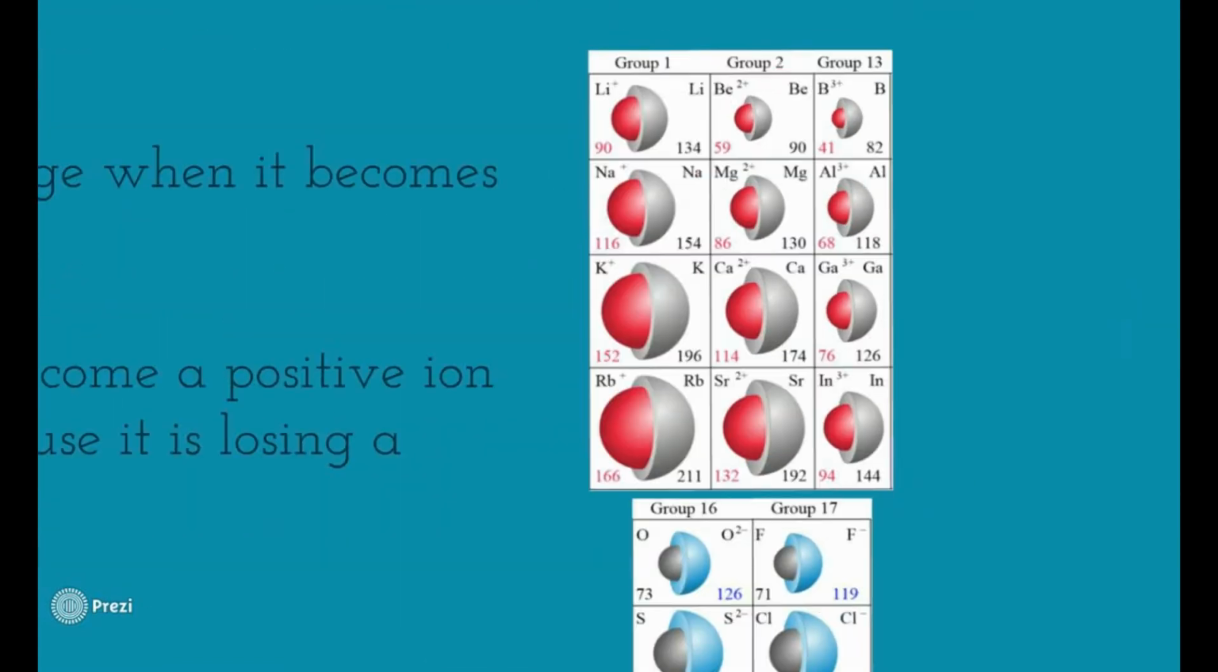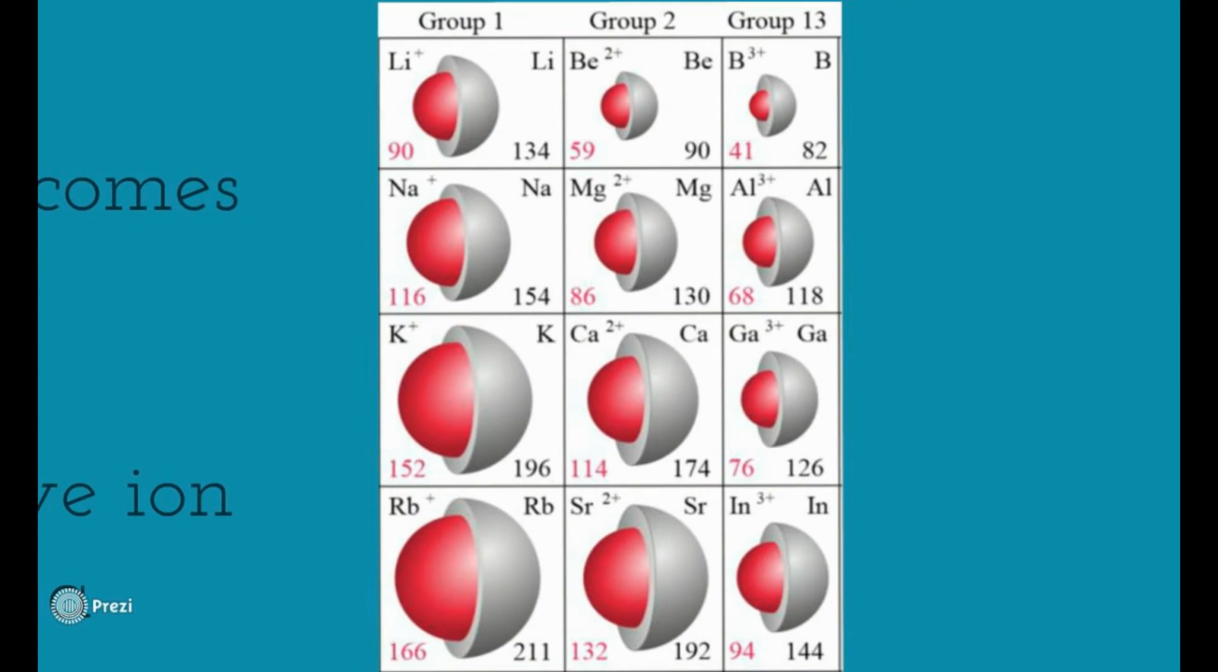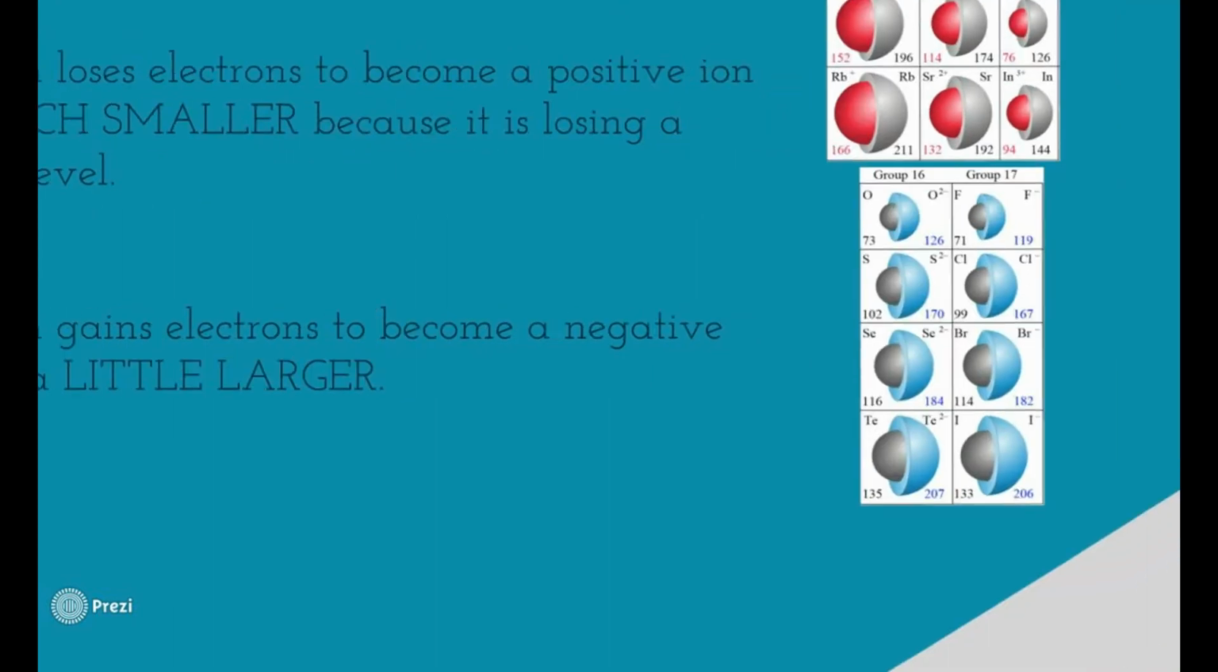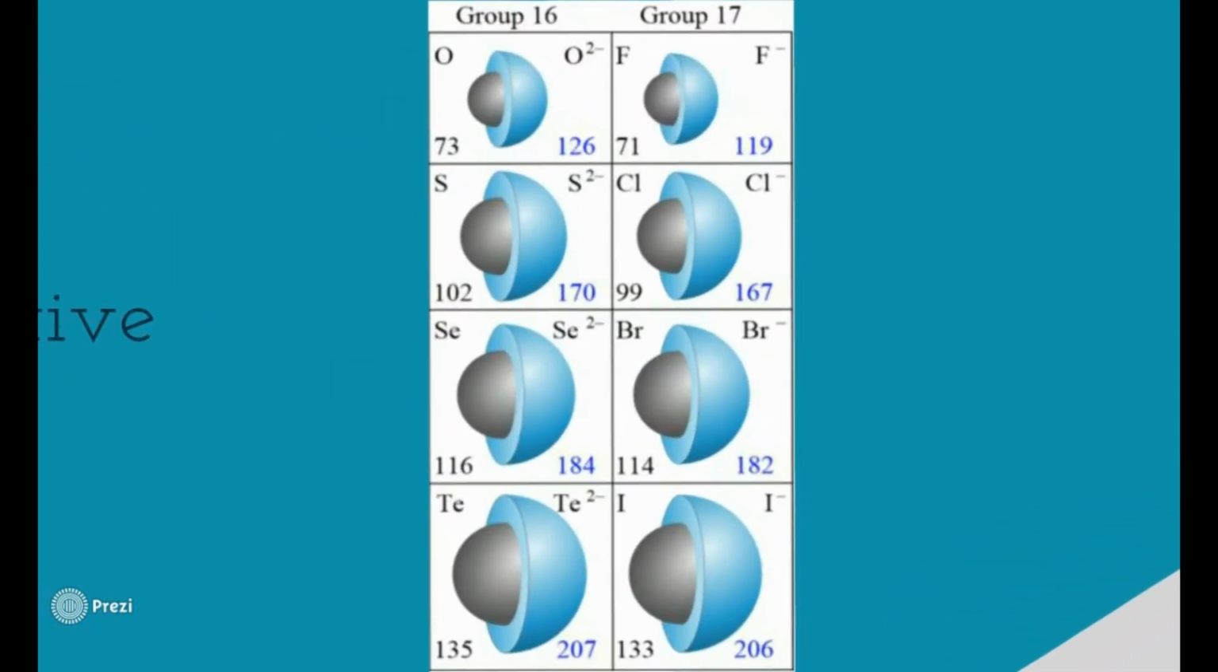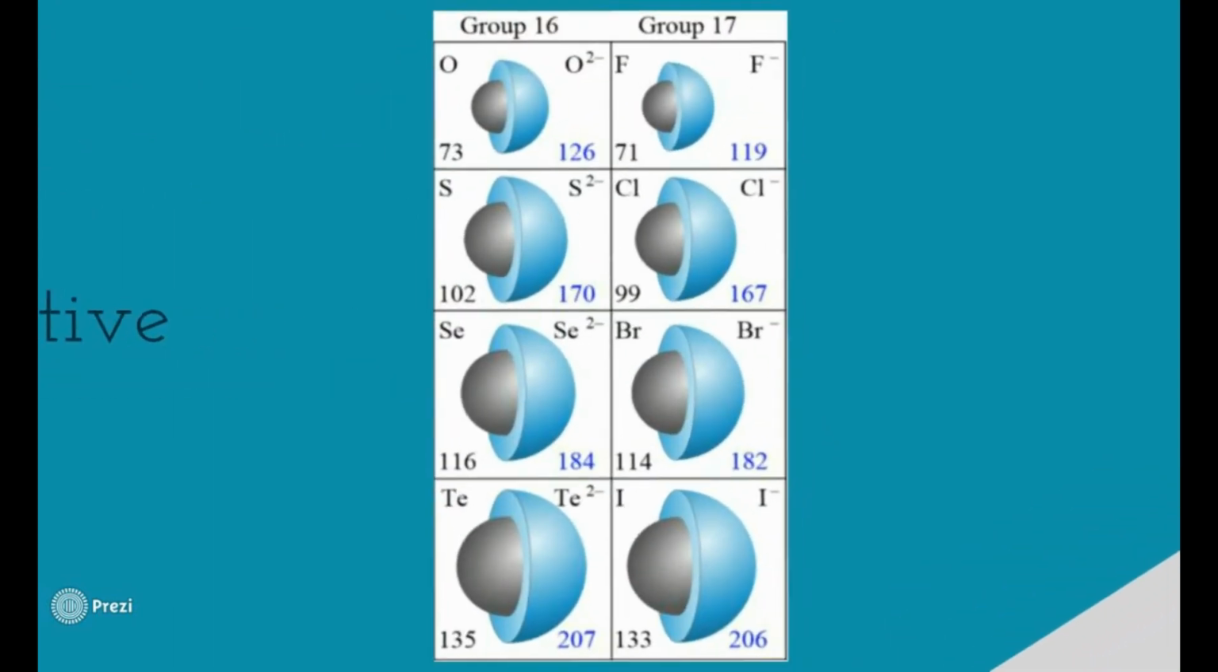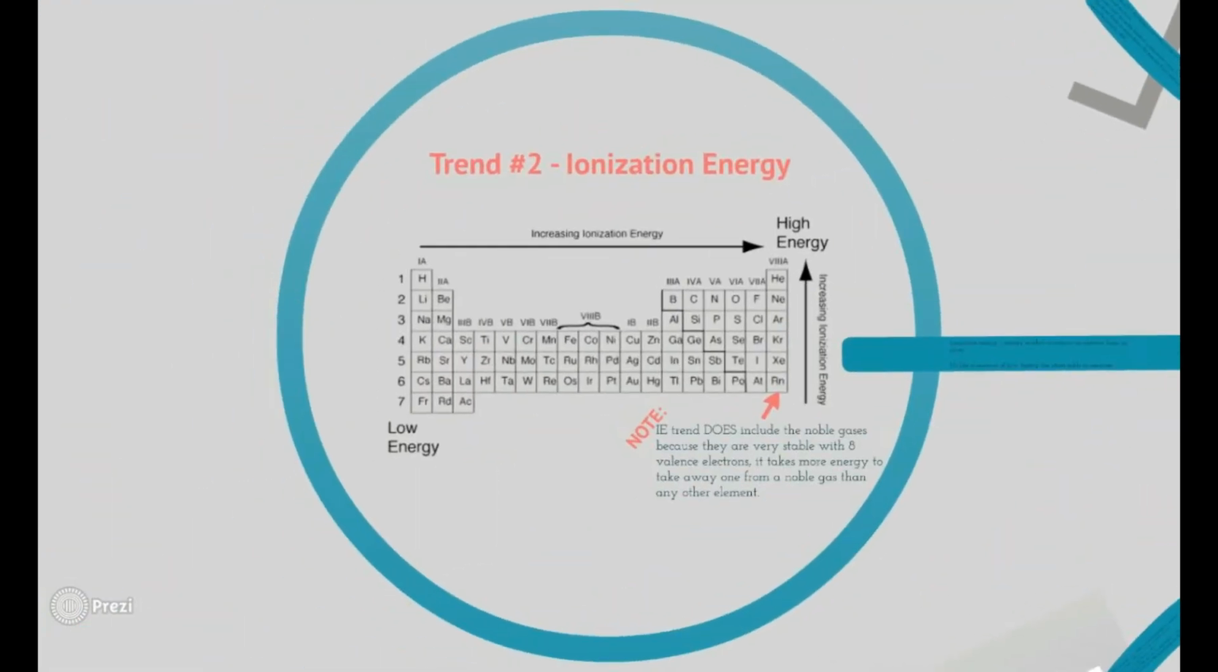But let me jump back to the other one. There's that one. Notice the gray is neutral. They get smaller as you lose electrons, and as you gain electrons, you get bigger. Total opposite from the other trend. All right, so trend number 2. That was the first trend. We're going to talk about this next trend, ionization energy. Let me zoom in.